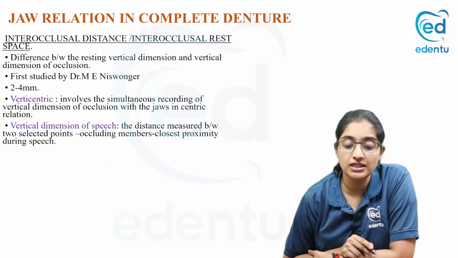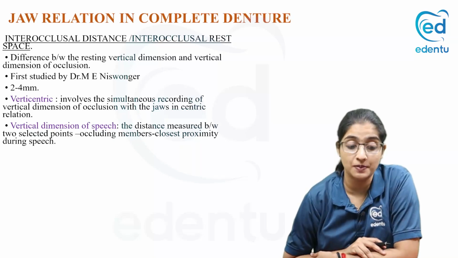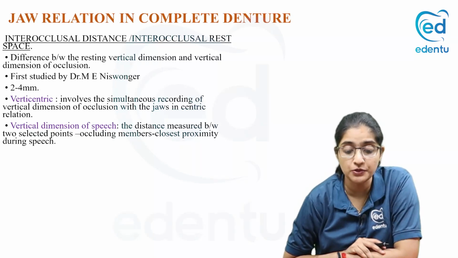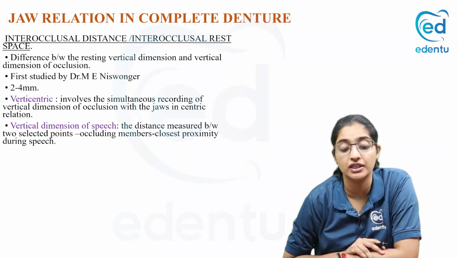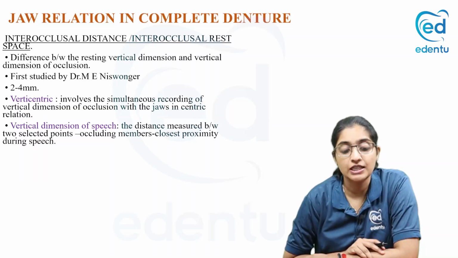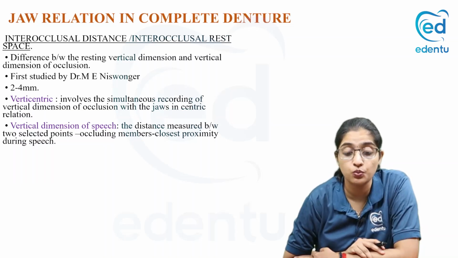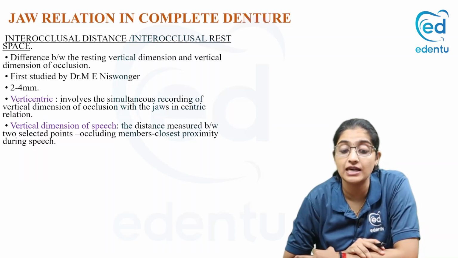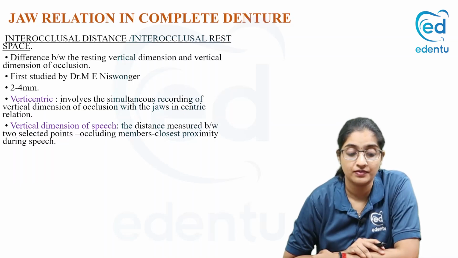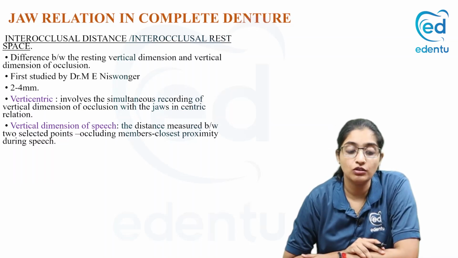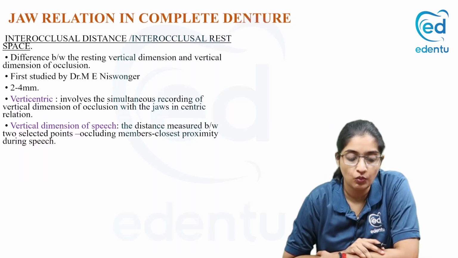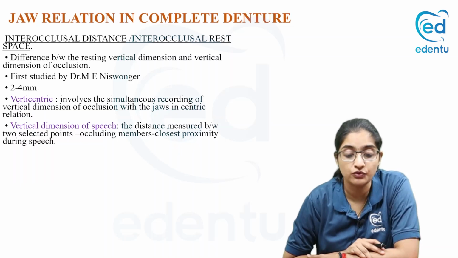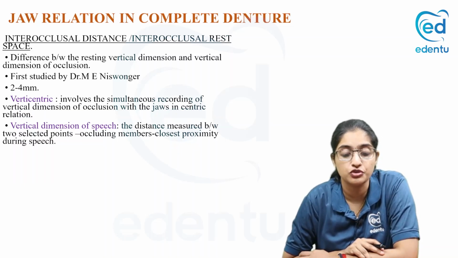Coming to interocclusal distance or the interocclusal rest space. Now, the difference between the resting vertical dimension and vertical dimension of occlusion was first studied by Niswonger. So, that is why it is called as Niswonger space. Ideally, it should be around 2 to 4 millimeters. What is verticentric? It involves the simultaneous recording of vertical dimension of the occlusion with the jaws in centric relation.